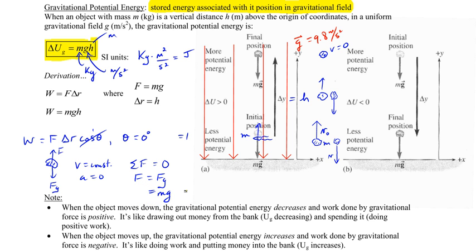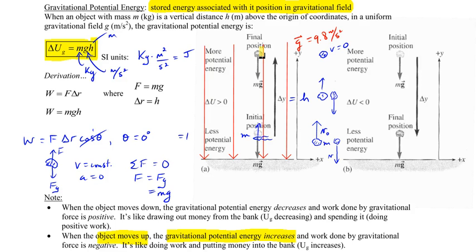So now if we substitute F with mg, and then replace the displacement with simply h, we end up with the formula mgh. So the work done by you in lifting this up would be equivalent to the mass times acceleration due to gravity times the height h. So when the object moves upwards, the gravitational potential energy increases, as we mentioned earlier.